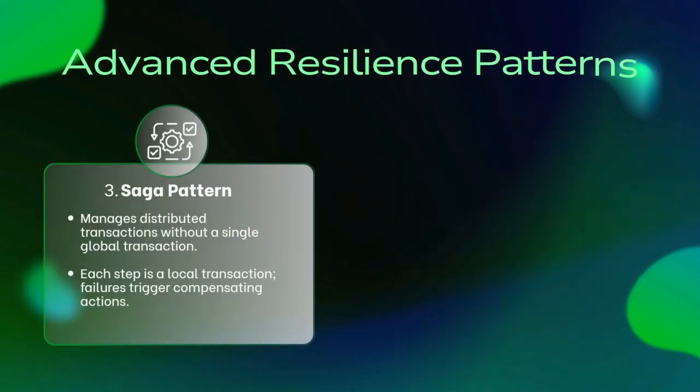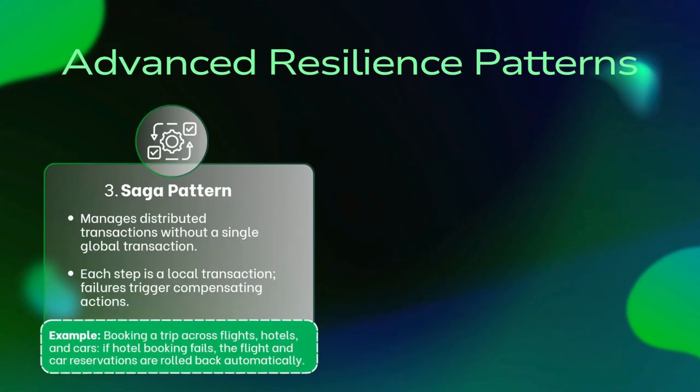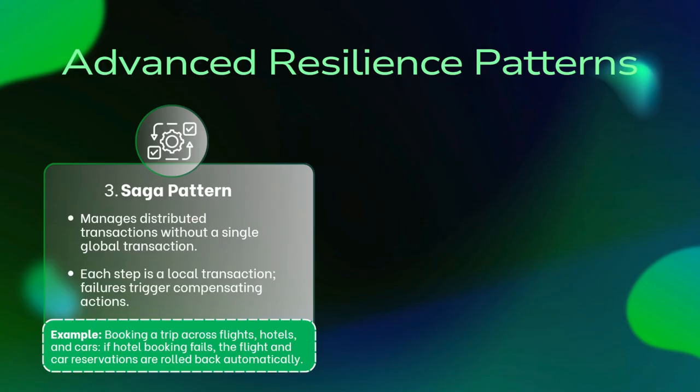Third is the saga pattern. It manages distributed transactions without a single global transaction. Each step is a local transaction. Failures trigger compensating actions. Example, booking a trip across flights, hotels, and cars. If a hotel booking fails, the flight and car reservations are rolled back automatically.